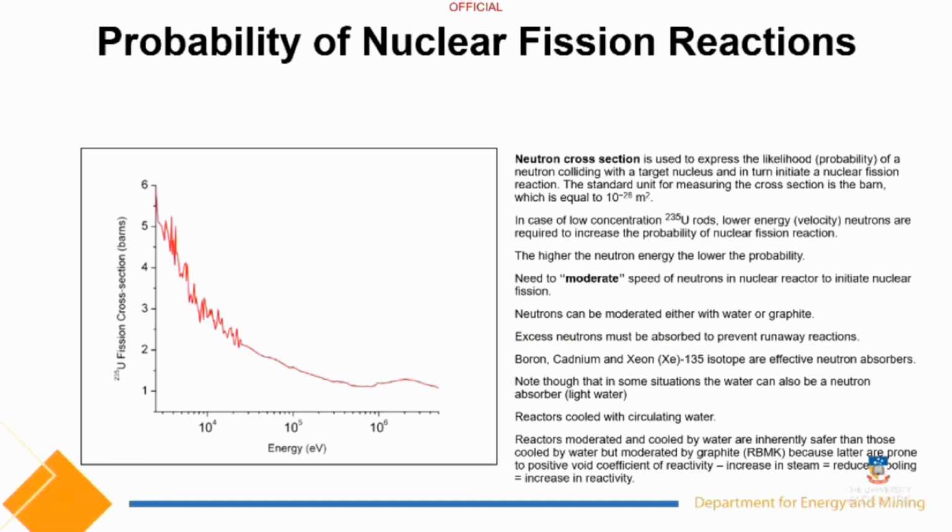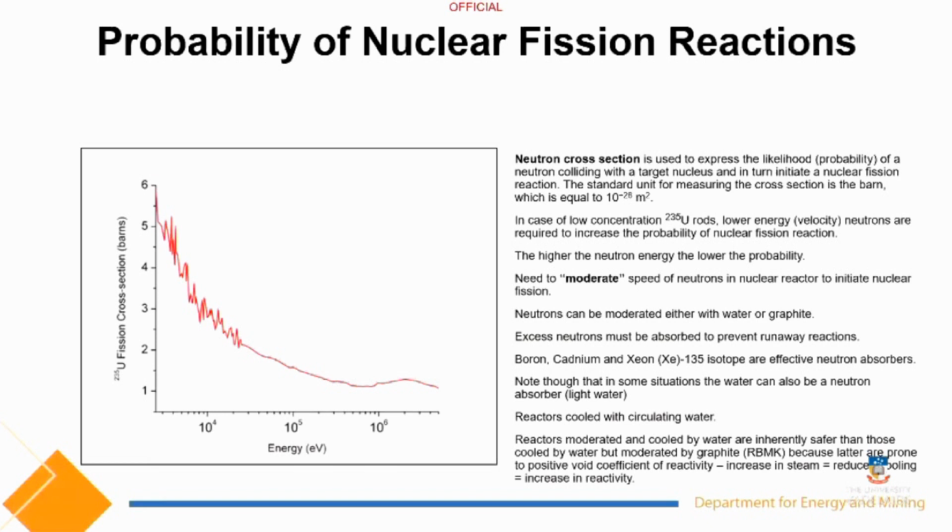So it's a balancing act. The excess neutrons must be absorbed, and you insert the control rods as you need to control the reactor by monitoring it. Note though that in some situations water can also be a neutron absorber. I say light water because light water is just normal water. Heavy water, deuterium, is also actually used as a moderator, but light water in particular can also absorb neutrons. And as I go through the events of the reactor, I will mention the case where the water did act as an absorber.